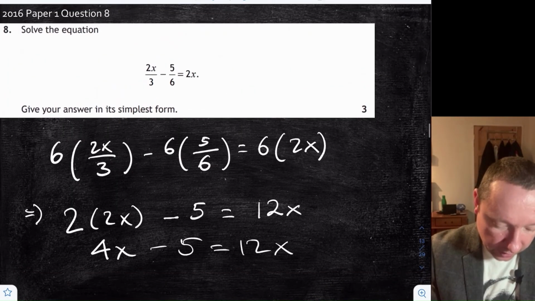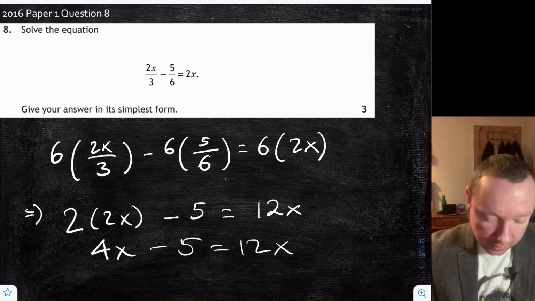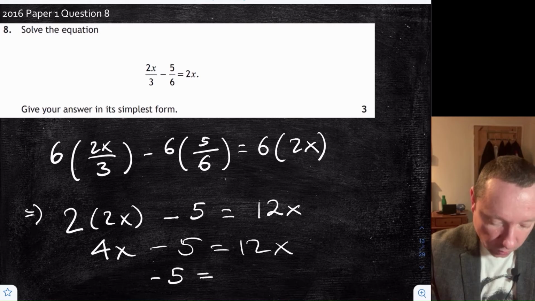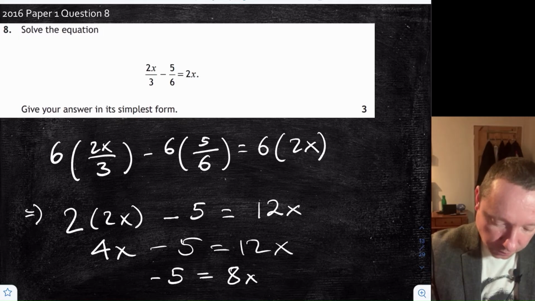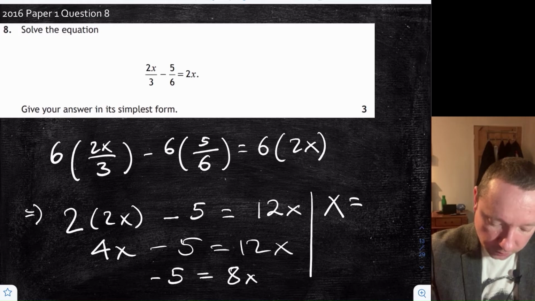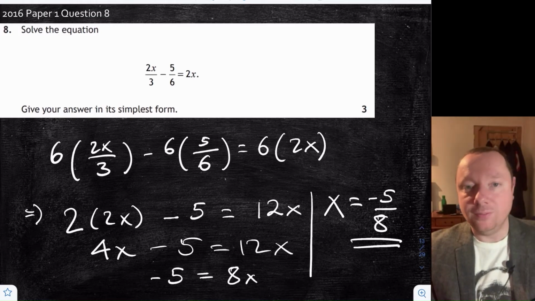Take the 4x to the other side, we get minus 5 equals 12 minus 4 is 8x. And therefore, x equals minus 5 over 8 for our final answer.